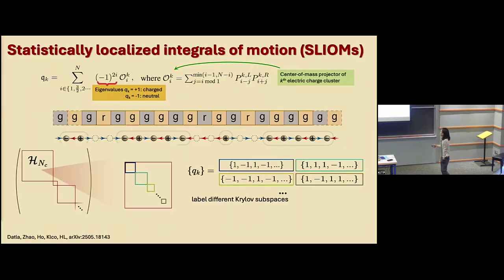So again, where I said that the dynamics of the charge clusters are such that you conserve the pattern, the net charge pattern, then you can see now that these Q_k's will label the different Krylov subspaces. So for instance, for this example that I show over here, this is charge neutral, so Q_k equals -1, +1, +1, +1. And so where I started in, -1, +1, +1, +1, I'm not going to evolve to anywhere else.